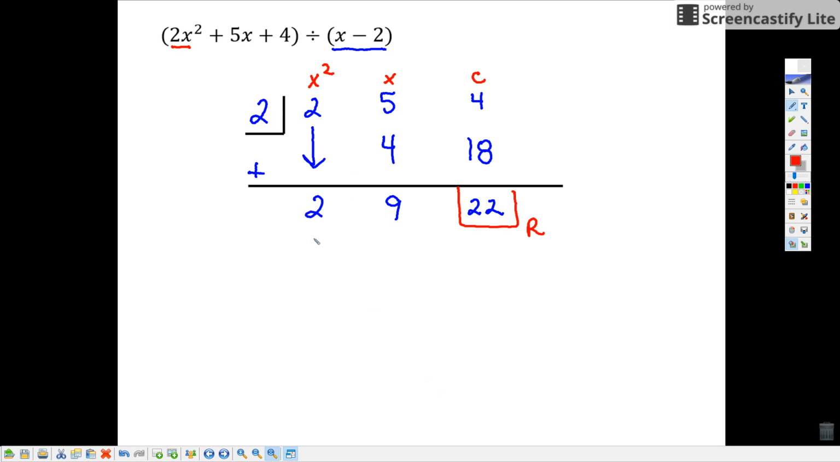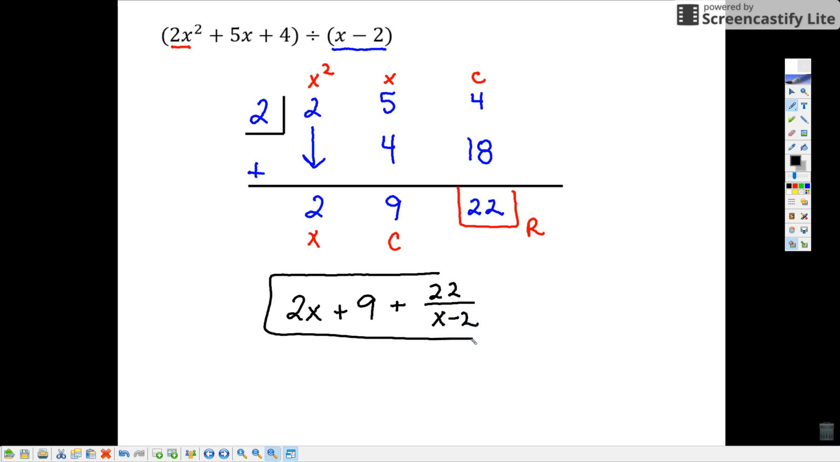And then the way this works is your placeholders go down by one exponent. So since it was an x squared and we were dividing by an x, this first number will be our x term. The second number, therefore, would be our constant. So we just need to write our answer as 2x, and then I add the 9, and then I add the remainder divided by our divisor once again. And there would be our final answer.